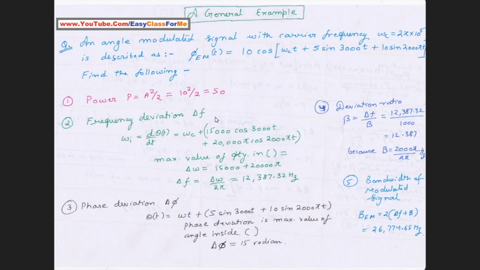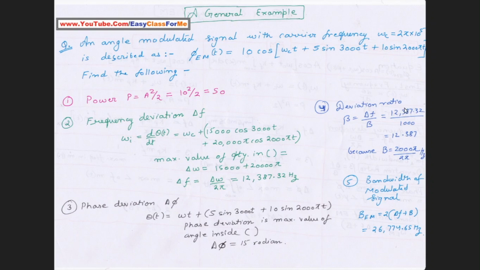So here we see that frequency deviation is nothing but, from the instantaneous frequency, the maximum value of the quantity inside the brackets, apart from omega c. Then third is the phase deviation. Phase deviation is calculated from the complete angle. You have written this angle as omega c t plus this complete angle, and phase deviation is the maximum value of the quantity inside this bracket, apart from omega c t. We know that it will be 15 radians, because the maximum value of this will be 1, the maximum value of this sine will be 1, and 10 plus 5 is 15.